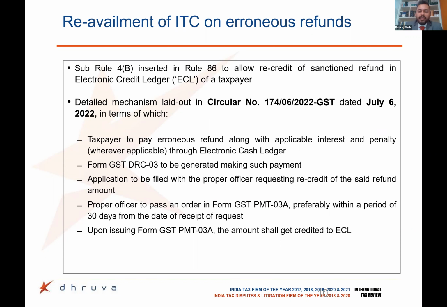Now we have an explicit mechanism for recredit of ITC, which has been prescribed in Circular 174. The process is that if an exporter or a taxpayer repays the refund in cash through DRC 03, then he needs to make an application on the portal to the proper officer, and the proper officer, after verifying the claim, will recredit this amount in the electronic credit ledger. So there is no need to reclaim the credit through GSTR 3B, etc. Which is again a welcome move. This was a missing process which has now been made good.